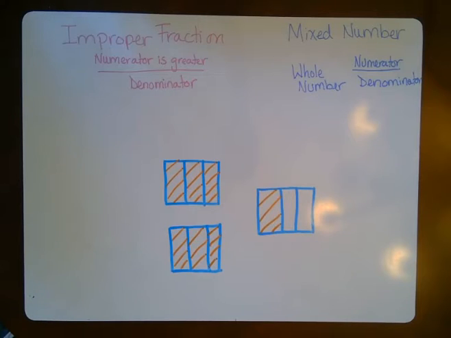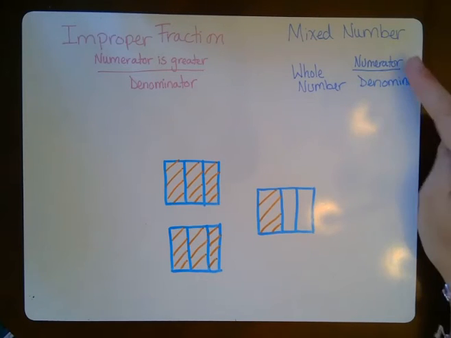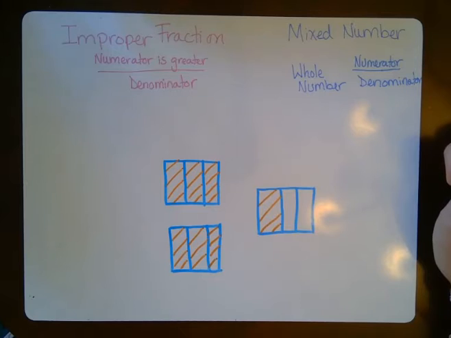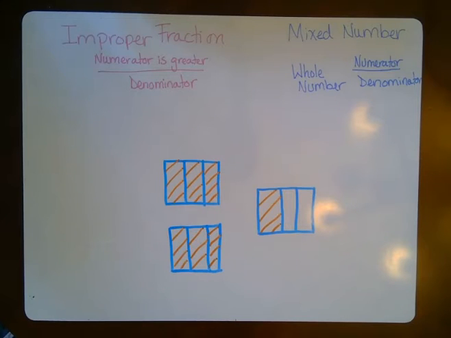Let's take a look at improper fractions and mixed numbers. So I'm going to start out with a mixed number because we seem to be pretty great at mixed numbers. We know that a mixed number is a whole number plus a fraction with a numerator and denominator. So the first thing that we usually try to identify with a mixed number is how many wholes we have. So in this particular model, I have one whole shaded in here and two wholes shaded in here.